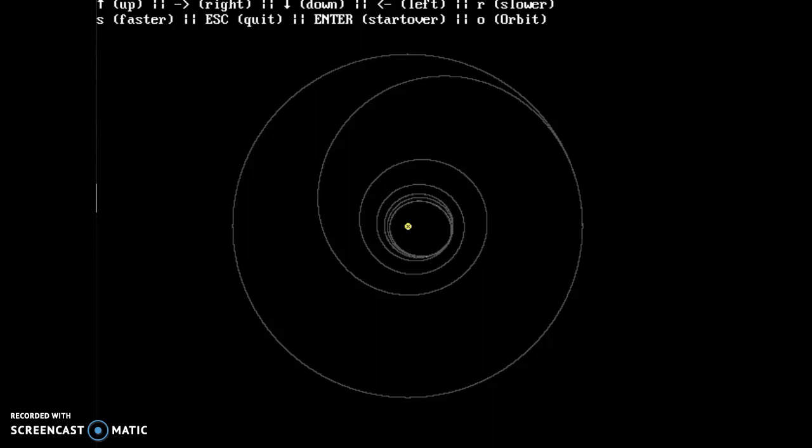So the force of gravity is equal to the centripetal force. See how fast I can get it to go. All right, that's probably enough of watching me.